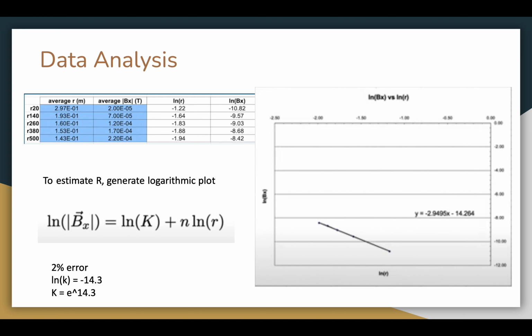So here's a look at my experimental data, where I have my raw data as well as my graph of ln bx over ln r. To help estimate n, we needed to create a logarithmic plot of this data. The natural log operation creates the following transformation shown on the graph.